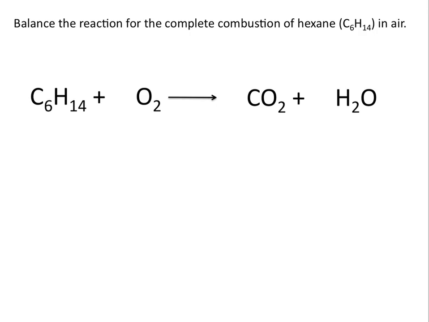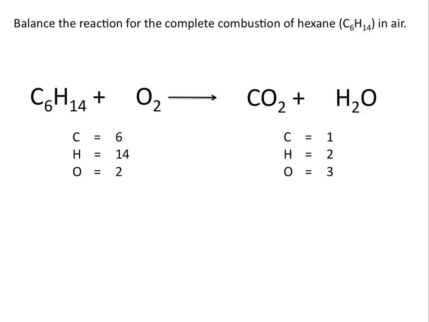Let's try another problem. In this reaction, we're combusting hexane, which has the formula C6H14, in air. And the molecule in air that's going to react in this combustion reaction is just O2. Now hexane and O2 will combust to give us CO2 and H2O. So first let's take inventory of how many of each different type of atom we have on our reactant side and our product side. And then let's start by balancing the carbon atoms first.